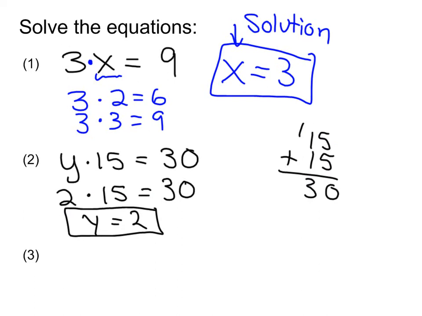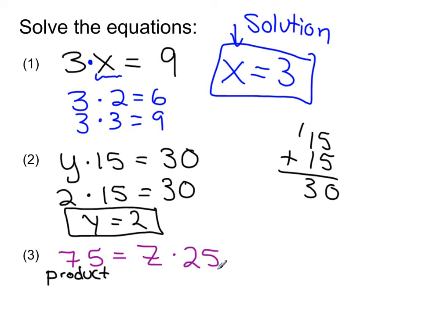Alrighty. Last but not least, let's go ahead and try this one. Let's say I have 75 equals z times 25. So I know my result, my ending thing, is 75. In fact, let me give you a little bit of vocab. 75 is what we call the product, which is the fancy word for the result of multiplication. So the product is 75, and z times 25 gets me that answer.